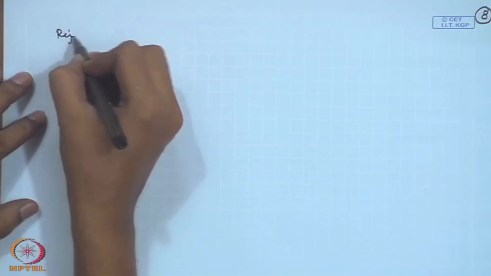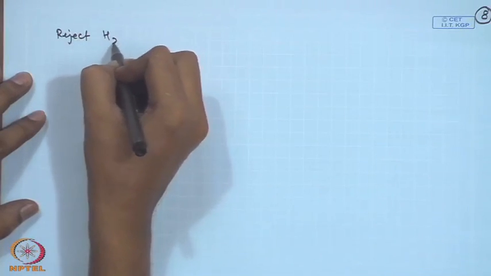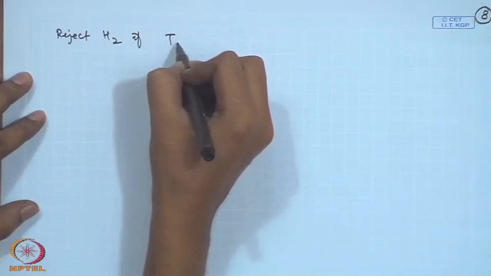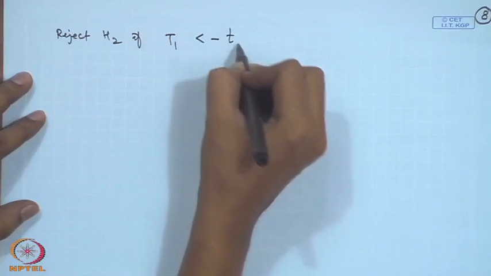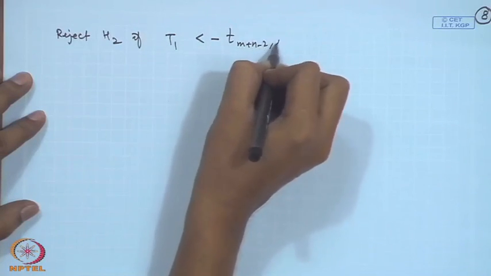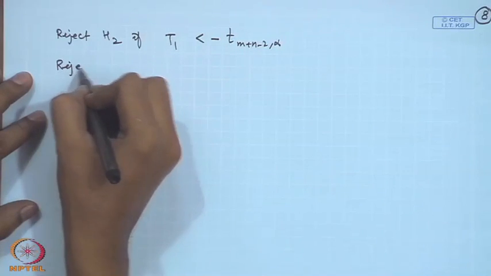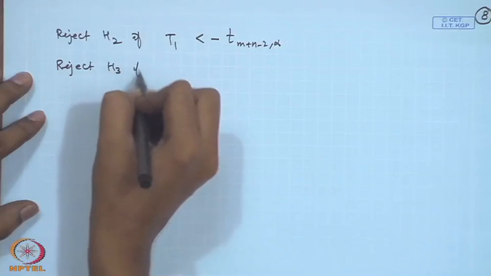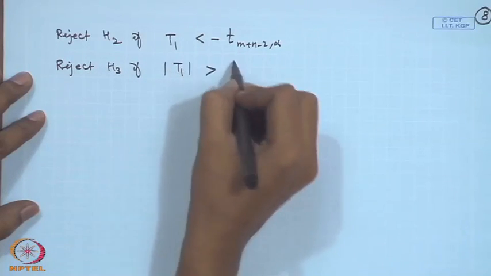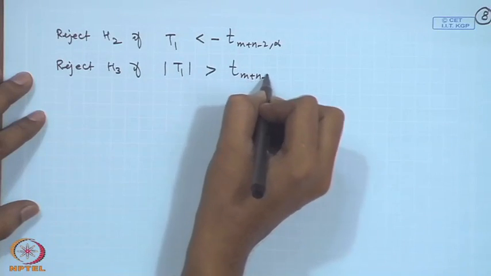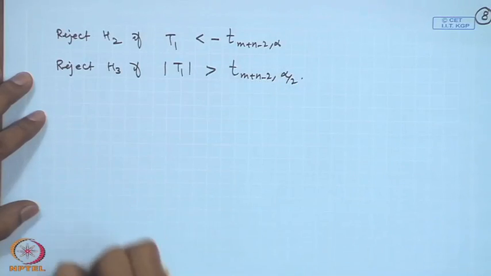In the second case, you will be on the left hand side. So, you will say reject h 2 if t 1 is less than minus t m plus n minus 2 alpha. And for the two sided case, it will be reject h 3 if modulus of t 1 is greater than t m plus n minus 2 alpha by 2.